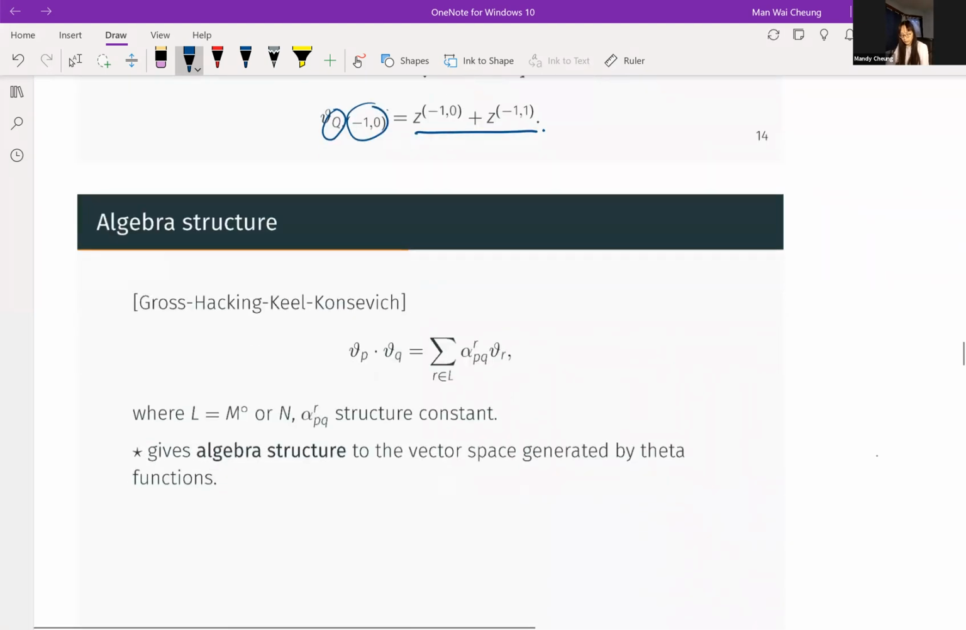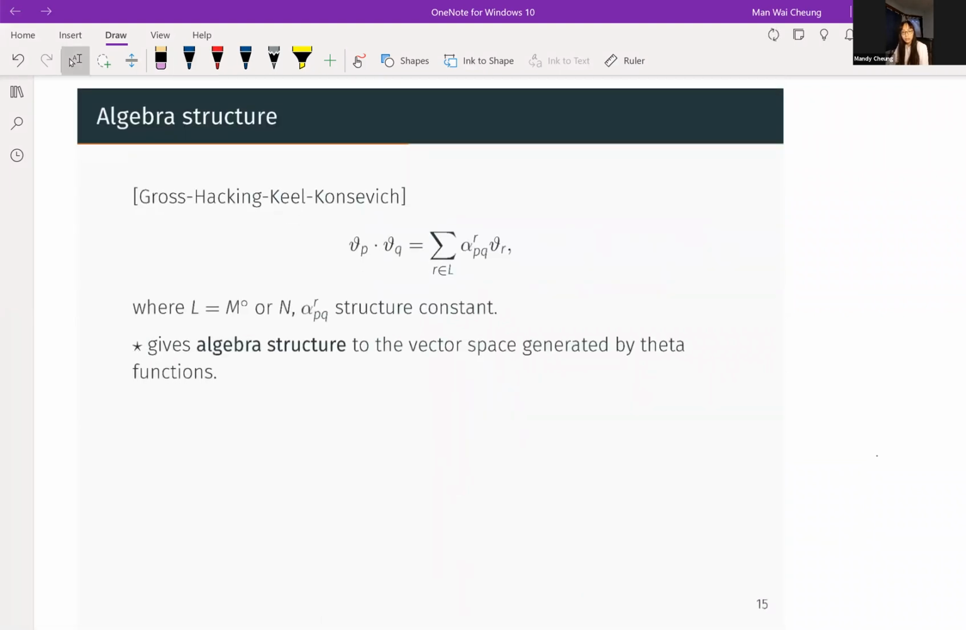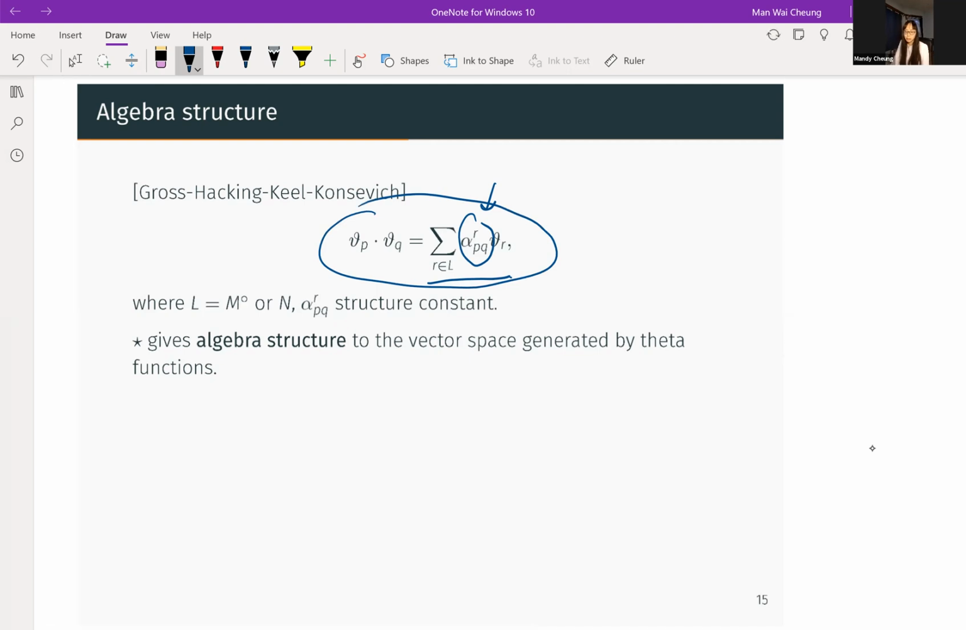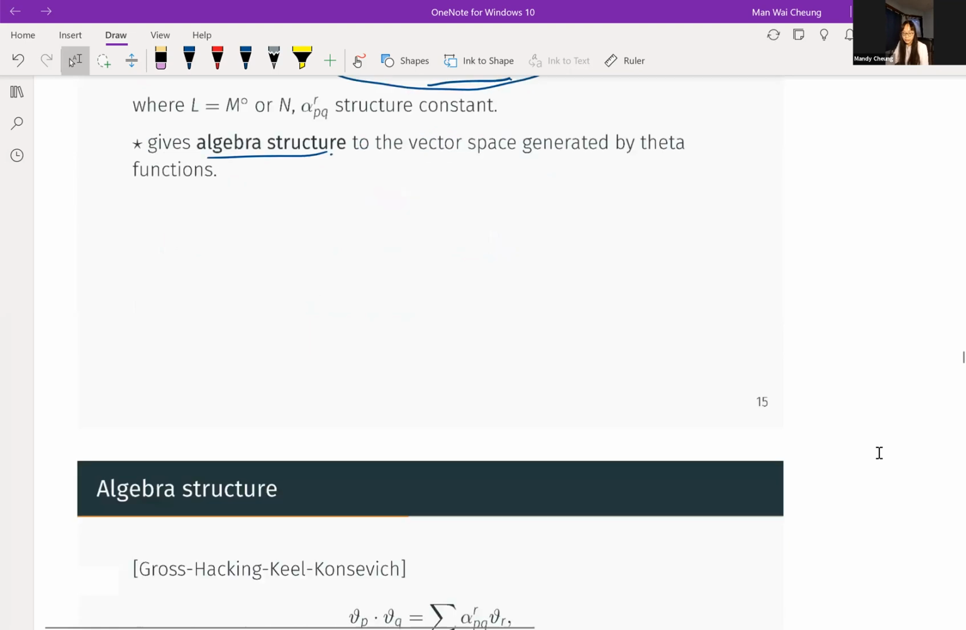Again, as said in the Gross-Hacking-Keel mirror construction, one thing they show is that theta functions have an algebra structure. That is, we can multiply 2 theta functions and express the product as a linear combination of other theta functions, and these are our structure constants. This multiplication formula induces an algebra structure on the vector space generated by theta functions.